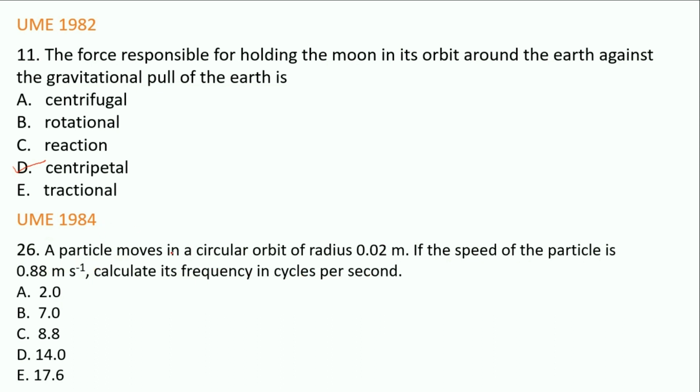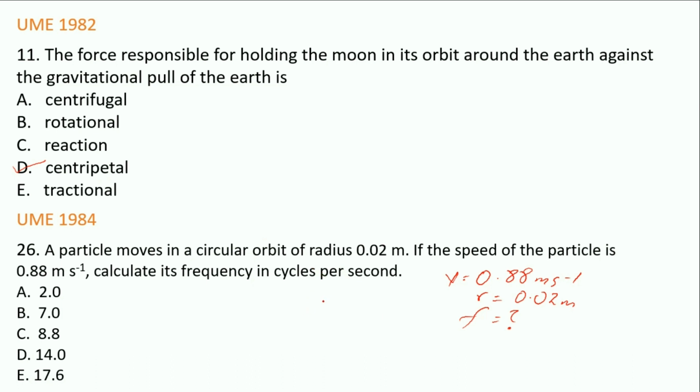Now, if you think about it, the particle moves in a circular orbit of radius 0.02 meters. So the radius is 0.02 meters. The speed of the particle is 0.88 meters per second. Calculate the frequency. So we are looking for the frequency. Now, how do we go about it? How we go about this is to look for the formula connecting V, R, and F.